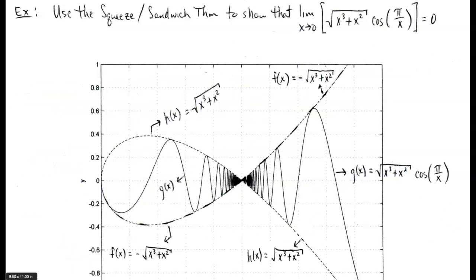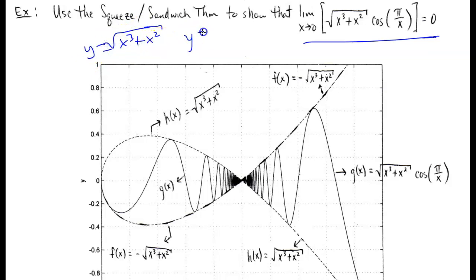Okay, so for this next example, what we're doing here is trying to figure out what the limit of this function is going to be. In particular, we want to show that the limit of it is equal to 0. Now, what I have here is a graph of this actual function along with the function of square root of x cubed plus x squared, as well as y equals minus square root of x cubed plus x squared.